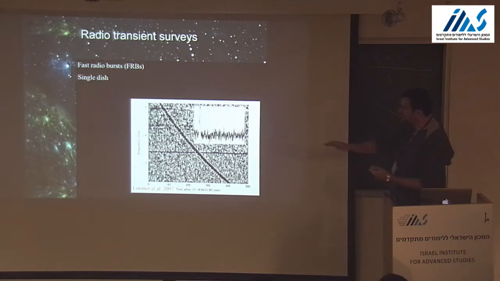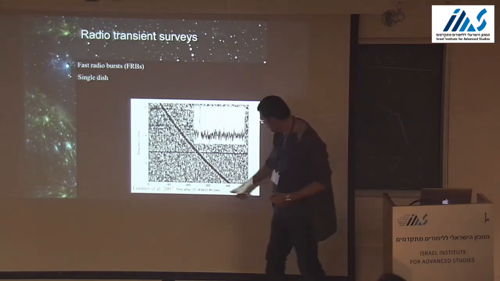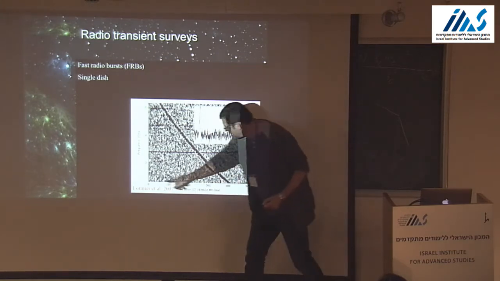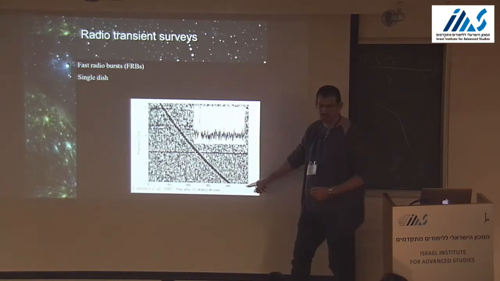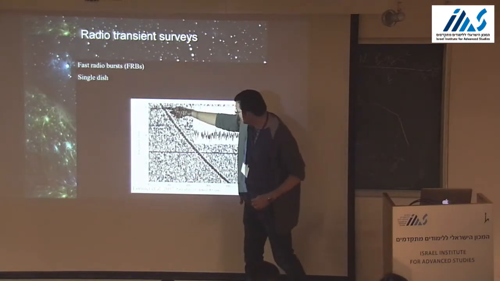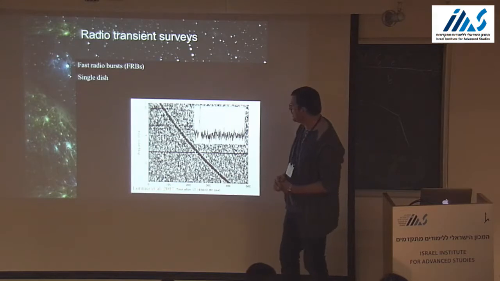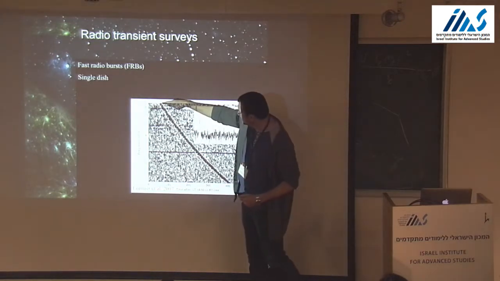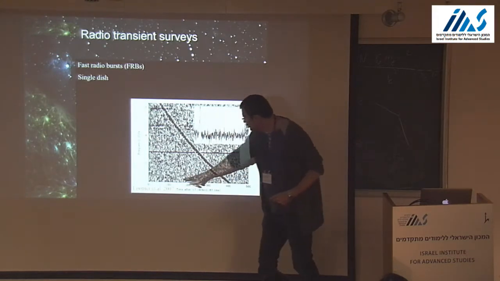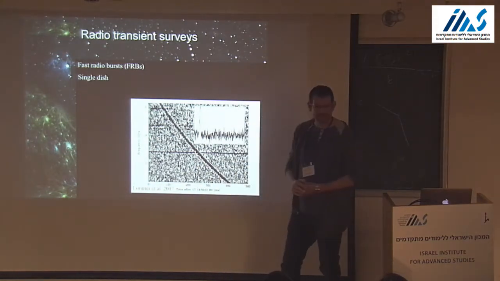This is the discovery paper of the first fast radio burst by Lorimer et al., a very famous paper now. And what we see here is the flux as a function of time. Note that the time axis is in milliseconds, so this entire time axis is 0.5 seconds. And this is frequency. And the black line here shows there is a transient that goes from high frequency to low frequency and changes dramatically over less than a second.